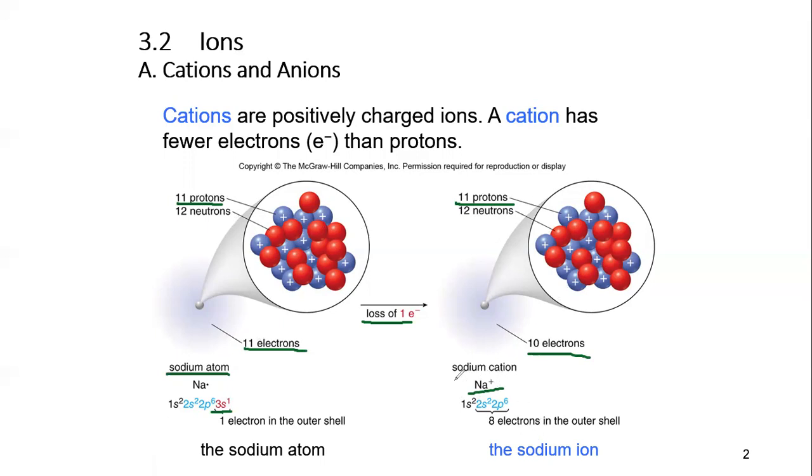Now cations, the name of the cation is very easy. It's just the name of the element. So if you have a sodium cation, it's sodium. Calcium cation is calcium. So the names of cations are the same as the name of that element. And again, cations have fewer electrons than protons.